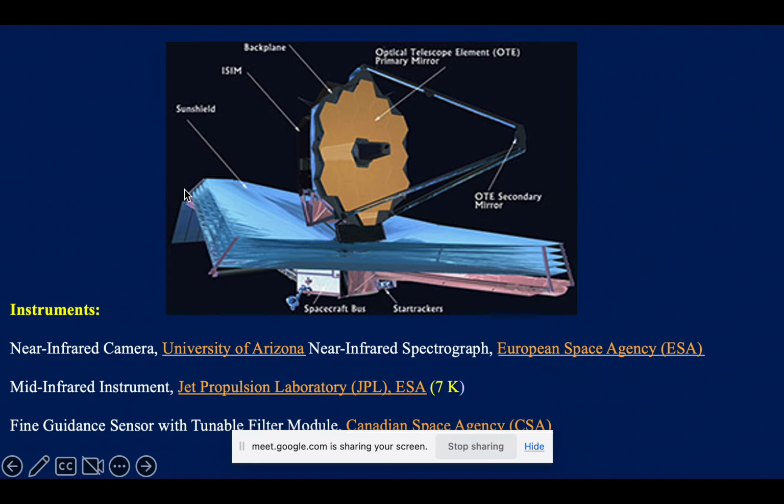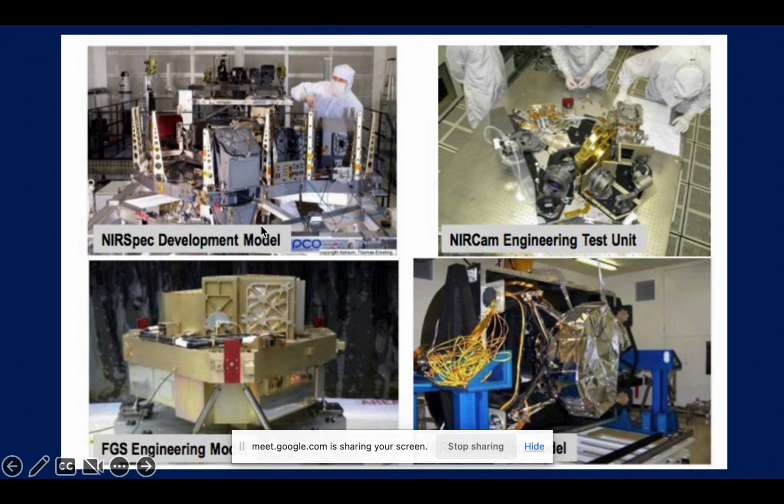Now the instruments on the telescope: there's a near infrared camera, there's a MIRI instrument, mid-infrared, and there's a fine guidance sensor, and there's also a near infrared spectrograph on the telescope, and all of them together give you great value to see.